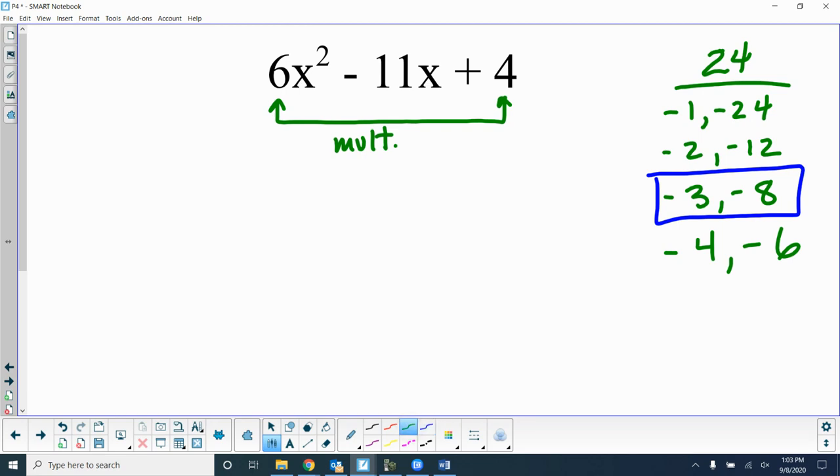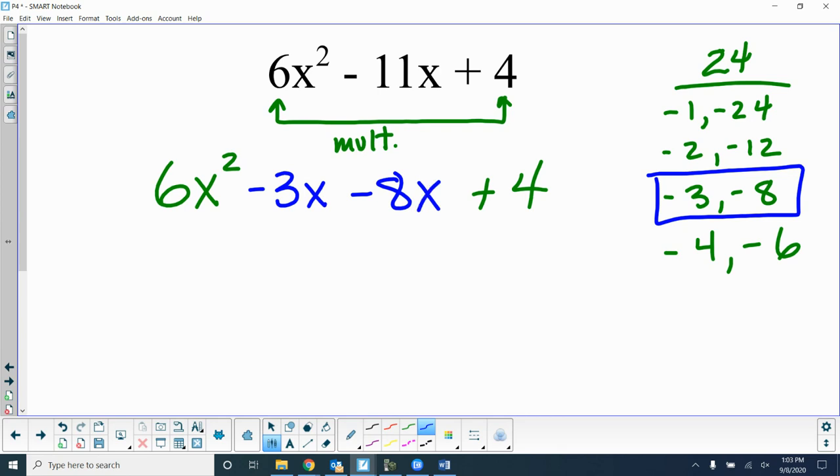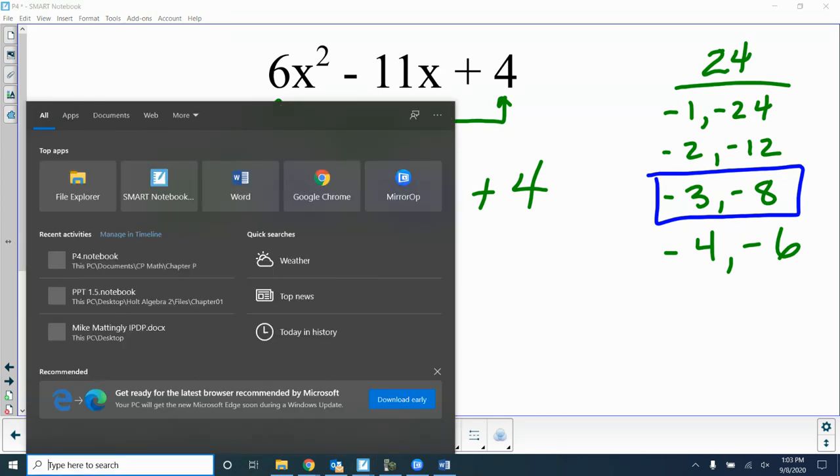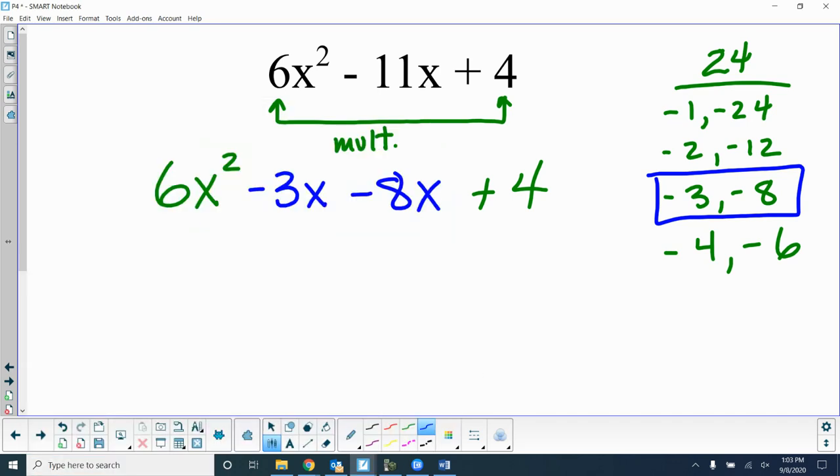All right? So I go rewrite this problem. The first term doesn't change, the last term doesn't change. It's this middle one I change. I rewrite the negative 11x as negative 3x minus 8x. So I turn it into a 4-term problem, which is called a grouping problem.